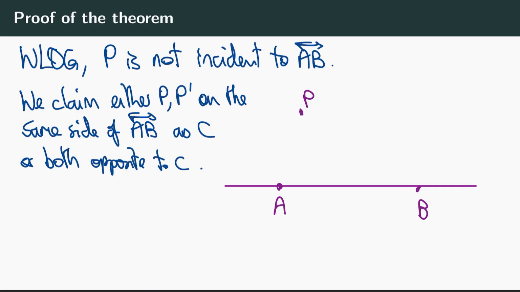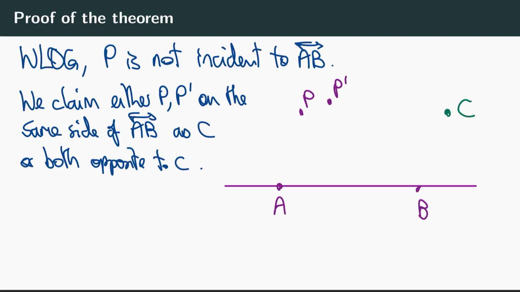And so what I'm saying is, let's say the point C is over here on this side, then P and P prime have to be on the same side. Right? That's my first claim that I make. So let's go ahead and prove that. Why is this the case?